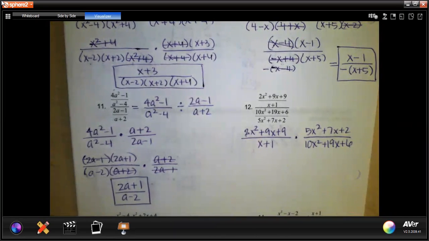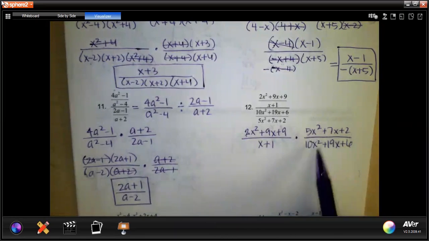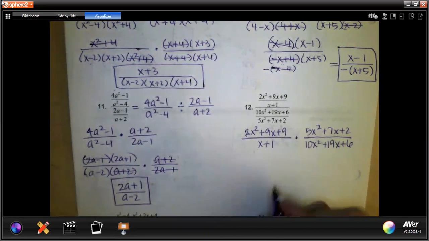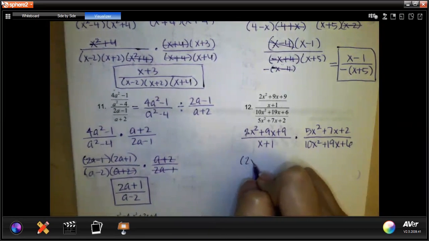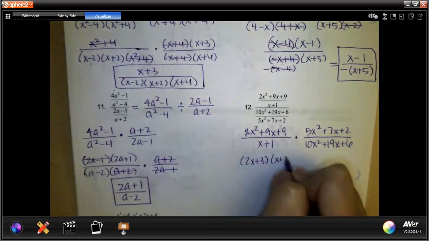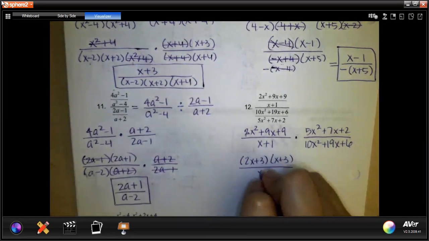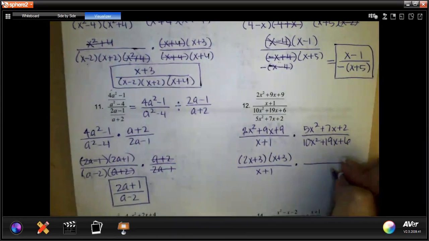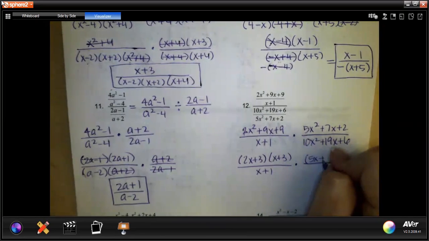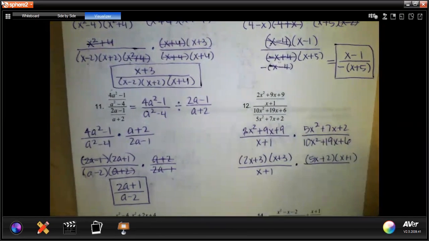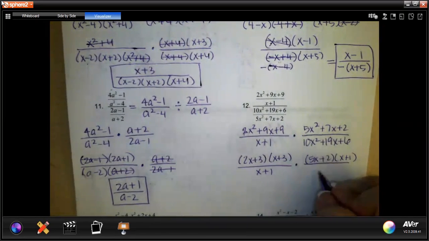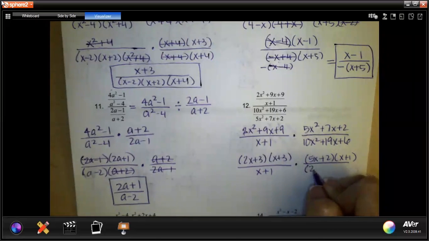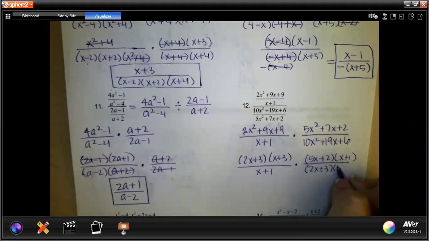If you're using the box or slide and divide or something, you're going to have to do that off to the side for those three. But that first one factors to be 2x plus 3 times x plus 3. The numerator here factors to be 5x plus 2 and x plus 1. And then our denominator factors to be 2x plus 3 and 5x plus 2.